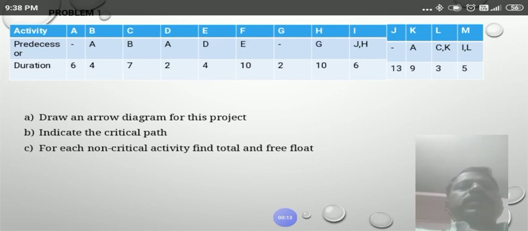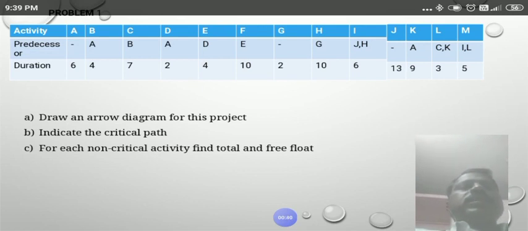Now, we will discuss how to draw an arrow diagram for this project, find the critical path, find the critical and non-critical activities, and find the total float and free float for critical or non-critical activities. First, consider an example.